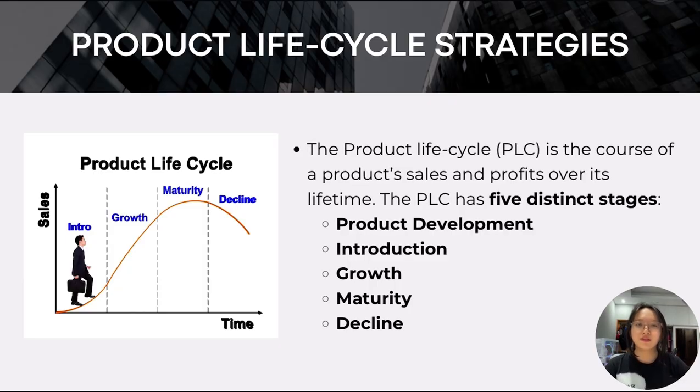The product life cycle, or PLC, is the course product sales and profits take over its lifetime. It consists of 5 distinct stages, which are product development, introduction, growth, maturity, and decline. Let's delve into each of these stages.